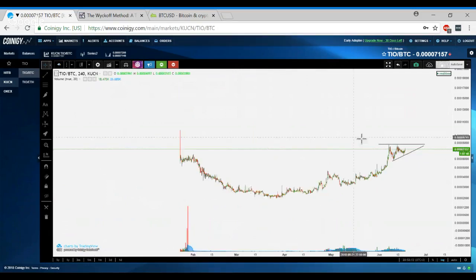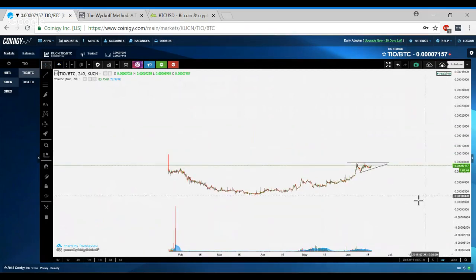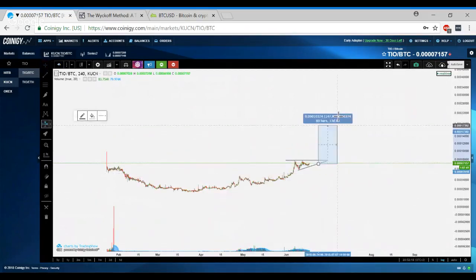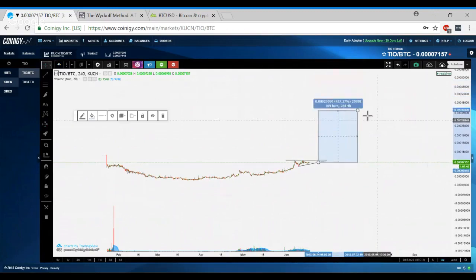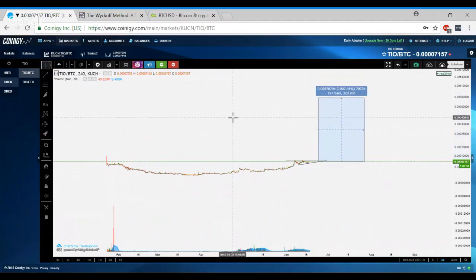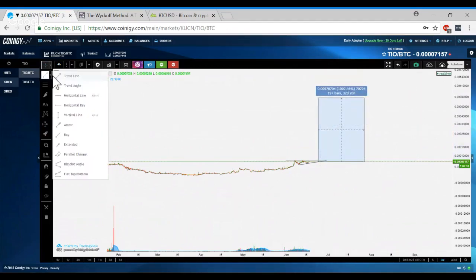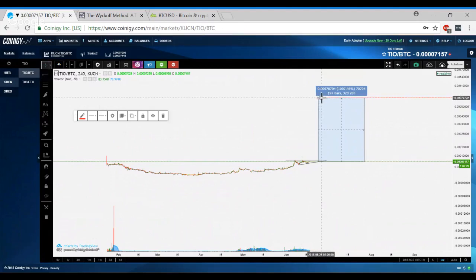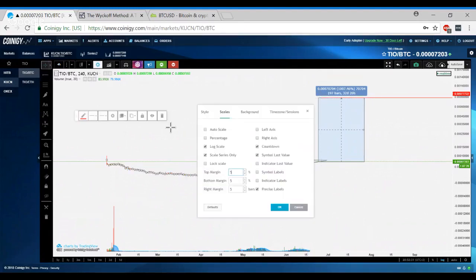My target for this one is 10x. So that would mean that my target is sitting at 80,000 Satoshis, which is up here. Now, just for your perspective, let me remove the lock scale.